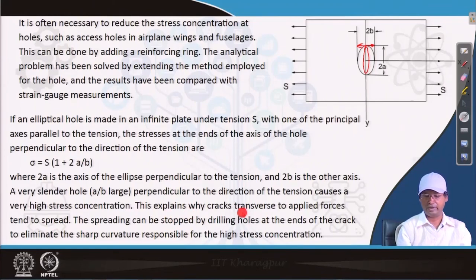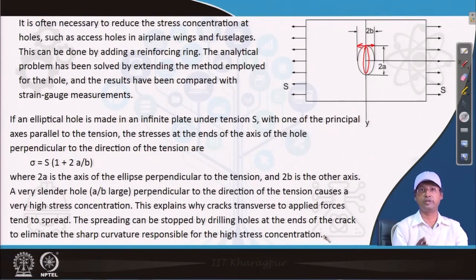This explains why a crack transverse to the applied force tends to spread. If you think about a crack, that crack may also be assumed to be something like an ellipse, but having different a and b values, where a is very high in comparison to b, and that initiates and propagates the crack. The spreading can be stopped. This is a very intelligent way of doing it in practical life. The spreading can be stopped by drilling a hole at the ends of the crack to eliminate the sharp curvature responsible for the high stress concentration.